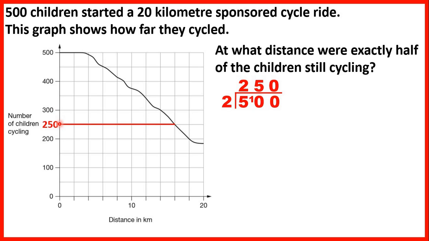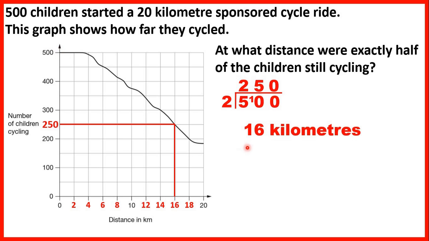So we can draw a line across to where it hits the line on our line graph, and then draw a line down to find the distance. If we look at this scale, we can see that each square is an increase of 2 kilometers. So that means 250 children, or half of the 500 children, were still cycling at 16 kilometers.